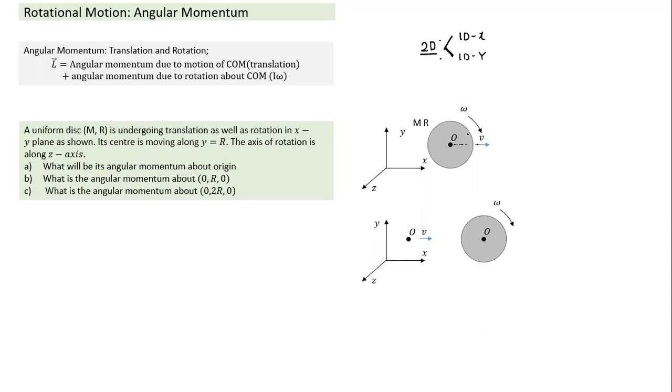Translation of center of mass, basically we can also call it the motion of center of mass and motion about center of mass. Motion of center of mass is translation, motion about center of mass is rotation. Two parts, and then we add it. Okay, let's take this uniform disk. MR is undergoing translation.